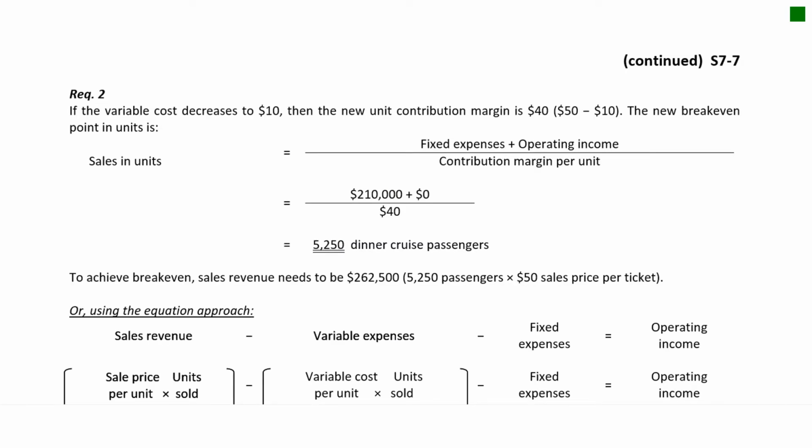And then the third part is they keep the sales price the same. So sales price was at 50, and now variable costs are going to be at 10. So your new contribution margin is 40. So you're going to take those fixed costs, divide by 40. That's going to give you 5,250. And remember, your CM ratio is 80%, because 40 over 50 is 0.8.